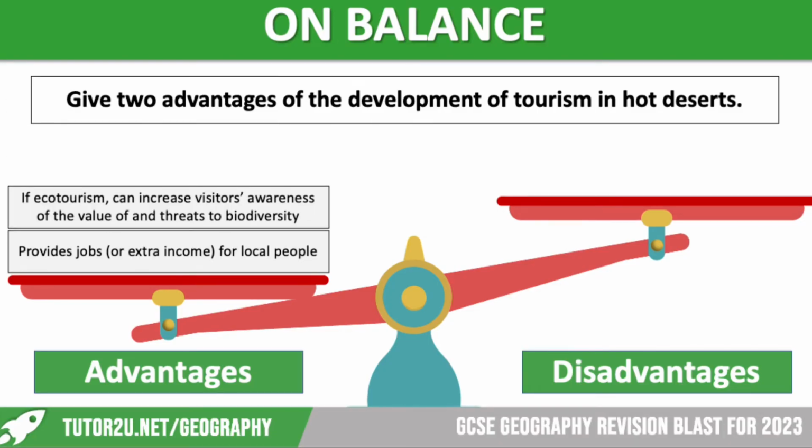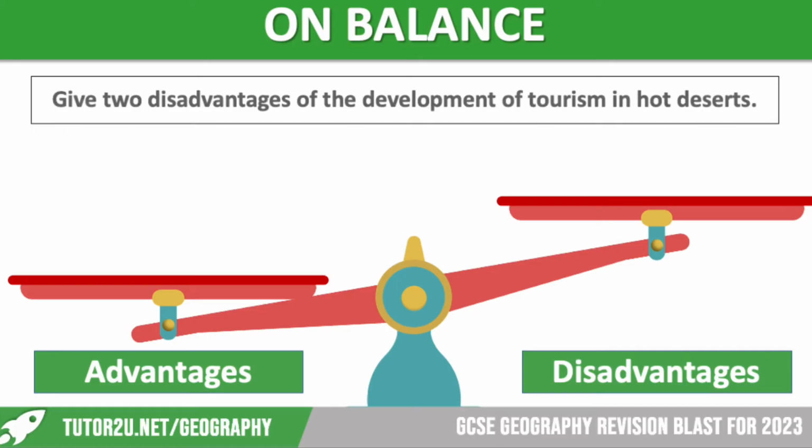So we've got providing jobs or extra income for local people, and obviously that leads to the multiplier effect that we mentioned a moment ago. And if it's ecotourism, which does often take place in these more remote regions, it can increase visitors' awareness of the value and threats to biodiversity, and that often means that visitors are quite happy to spend a little bit more money locally. They'll spend more money on conservation projects and what have you.